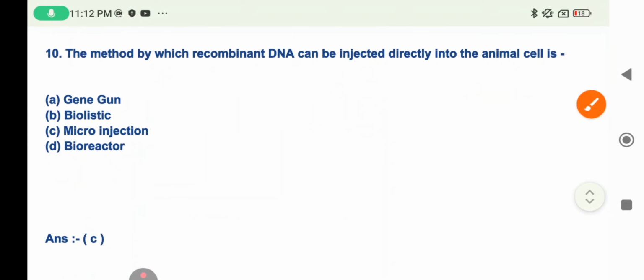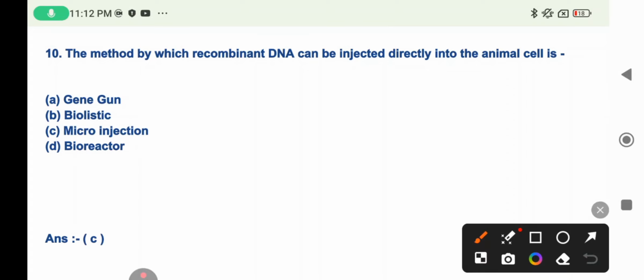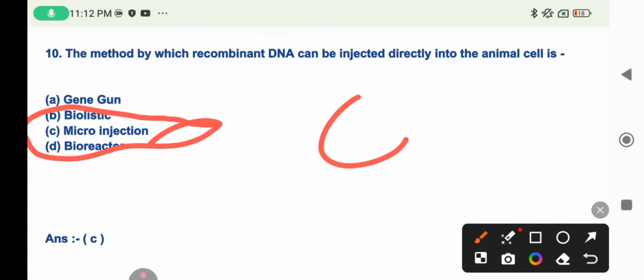Now move on question number 10. The method by which recombinant DNA can be injected directly into the animal cell is, and here the options: option A gene gun, option B biolistic, option C microinjection and option D bioreactor. And the correct answer is option C microinjection.